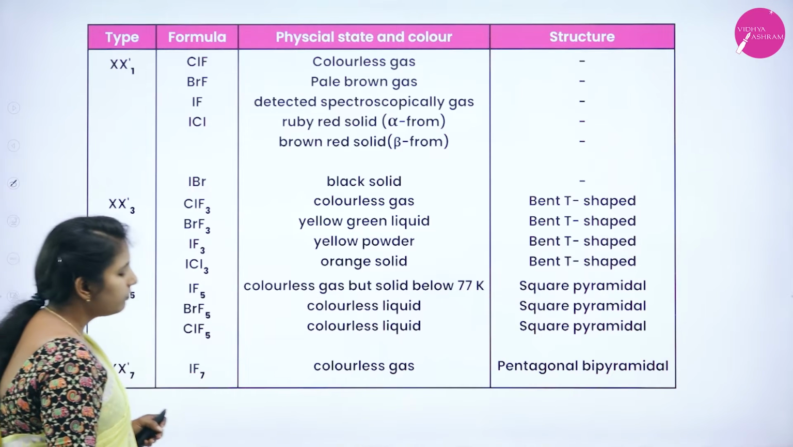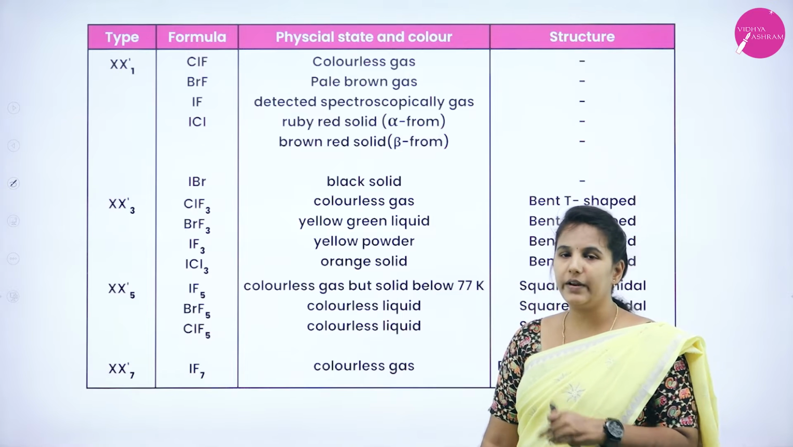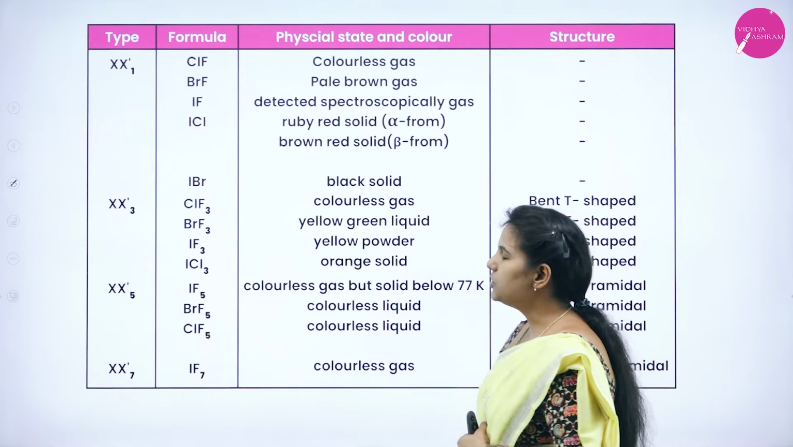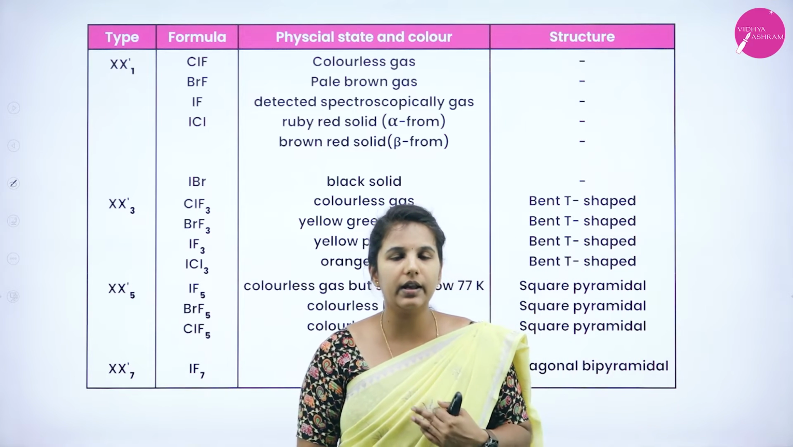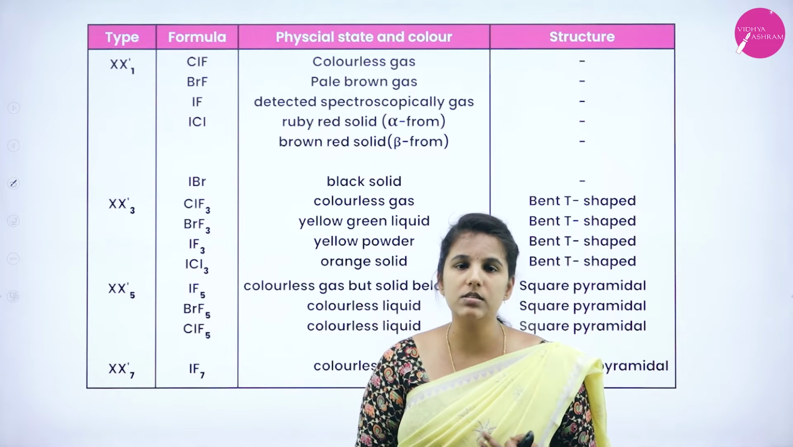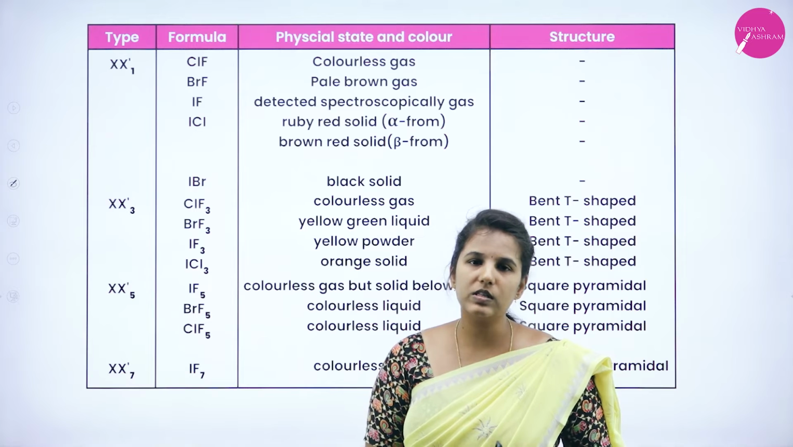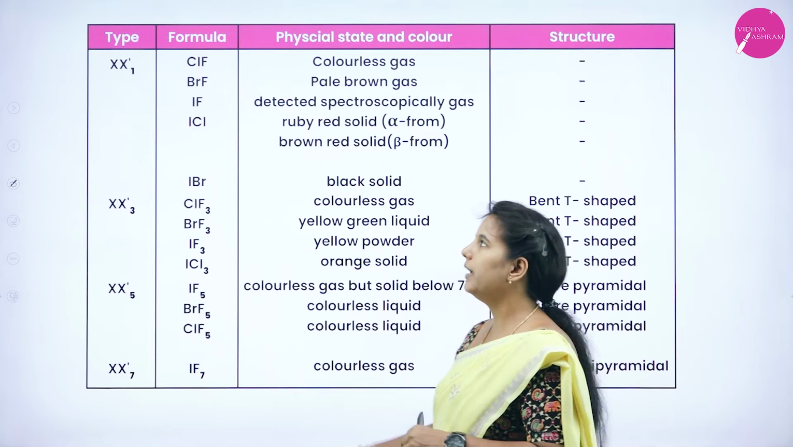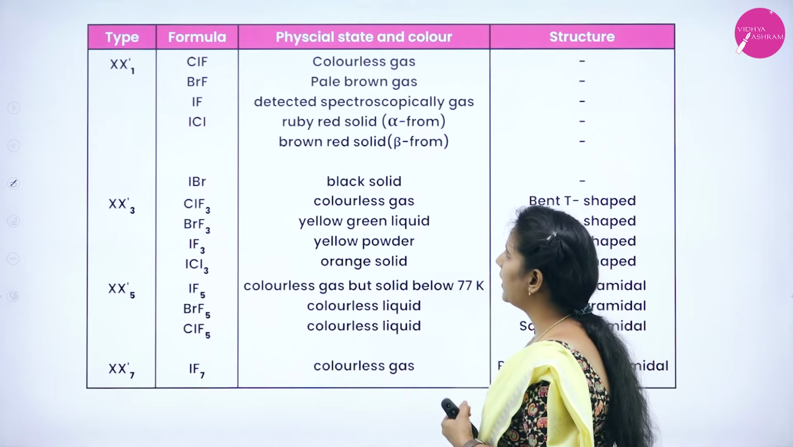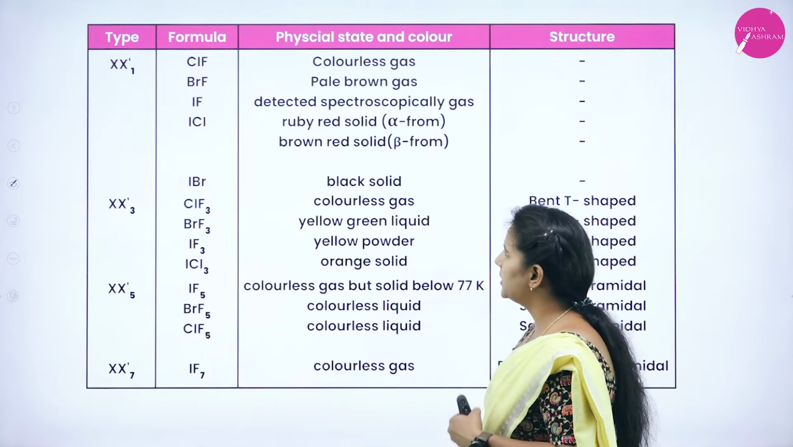Next is just a recap of the types of interhalogen compounds and their physical state along with the formula. It is not necessary to read this for your board exam, but it is very important for your competitive exams. Have a look at it, especially for CET as well as NEET. From this part they can ask any questions. So the first type is AB, and we have only 4 types: ClF, BrF, IF and ICl.